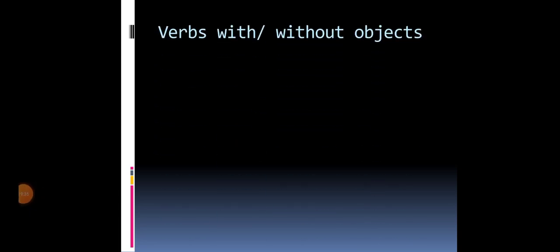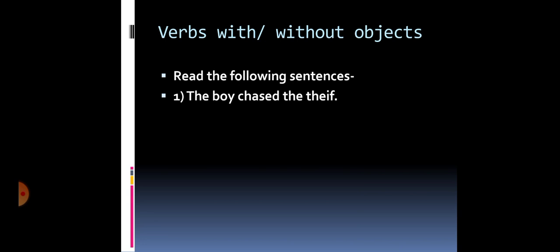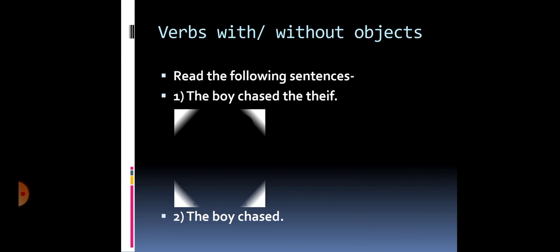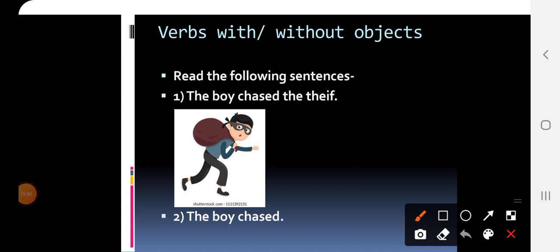Now let's talk about verbs with or without objects. Read the following sentences. The boy chased the thief. The boy chased. In the first example, the boy chased the thief. You can see the boy is a singular subject. The verb that is used here is chased, and the thief is an object here.